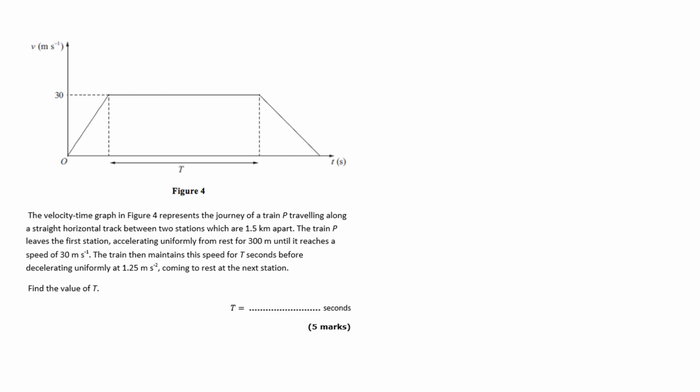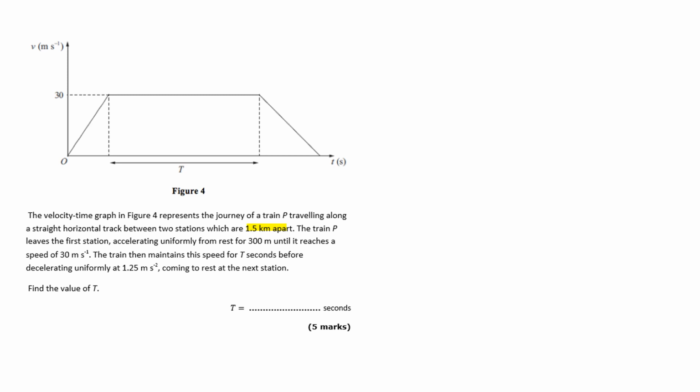So in this question, it represents a train travelling between two stations, and the two stations are 1.5 kilometres apart. Now remember that the distance is represented by the area under the graph. So the area of that entire trapezium is 1.5 kilometres.